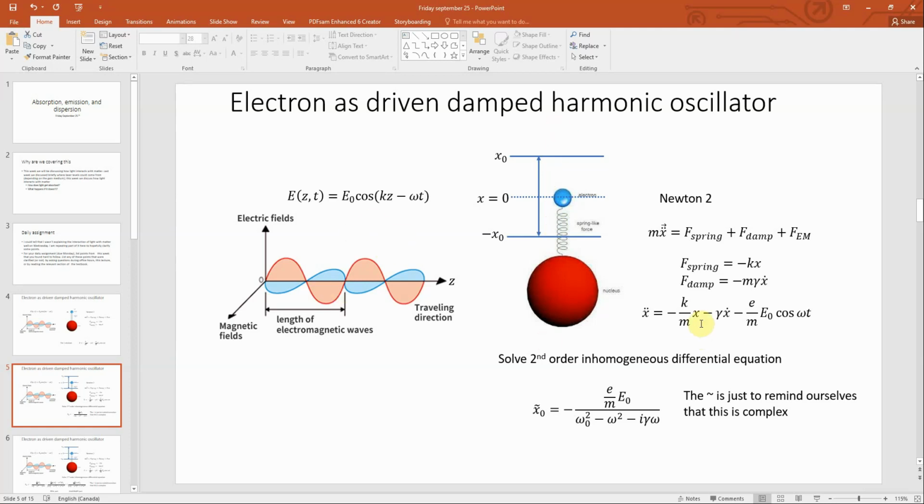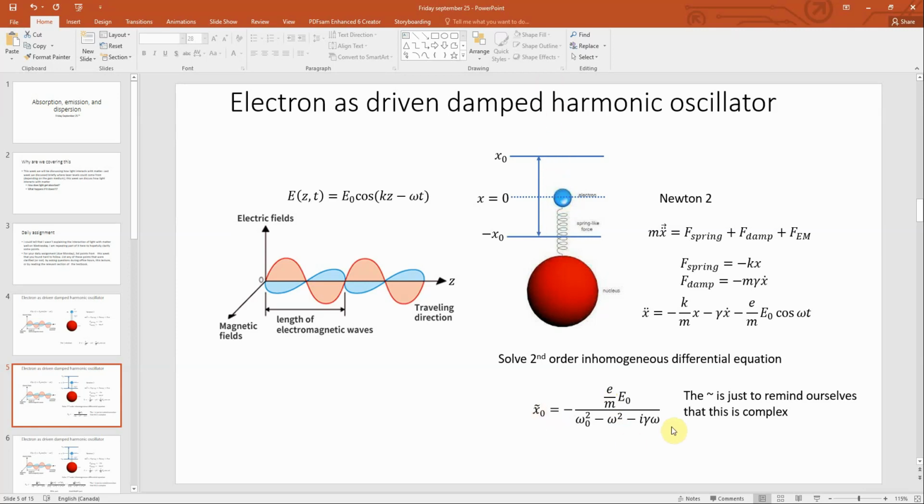So this is a second order inhomogeneous differential equation, and it has this general solution that is complex, and that complex part comes from this damping parameter. So x naught, the amplitude of this motion, is proportional to the electric field, so how strong we drive it, and that makes sense. It's proportional to the charge of the electron, which tells us how the electron couples to the electric field. It's inversely proportional to the mass, which also makes sense, because if it's really light, it's easy to drive around.